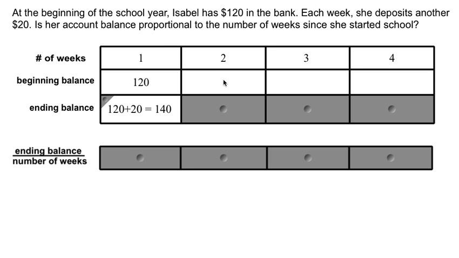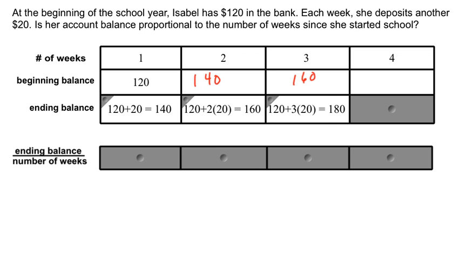Now week number 2, her beginning balance is 140, right? I'm going to go ahead and write her beginning balance in here. So her beginning balance here will be 140, and she's going to add another 20 to that, so that'll give us 160. Her beginning balance here will be 160. If we add another $20 to that, she'll get 180. Her beginning balance for week 4 is 180, and we're going to add $20 to that, and that gives us 200.